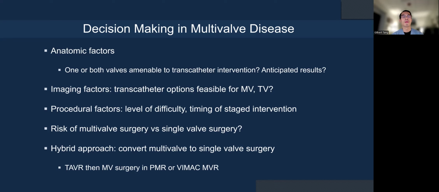The risk of multi-valve surgery versus single valve surgery is real. So often we may take a hybrid approach where we convert a multi-valve surgery into a single valve surgery. For example, we might do a TAVR first, and if the mitral valve cannot be intervened on percutaneously, we would consider doing a surgical mitral valve repair or replacement.